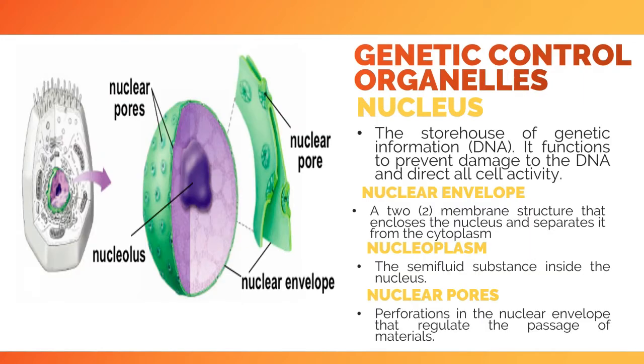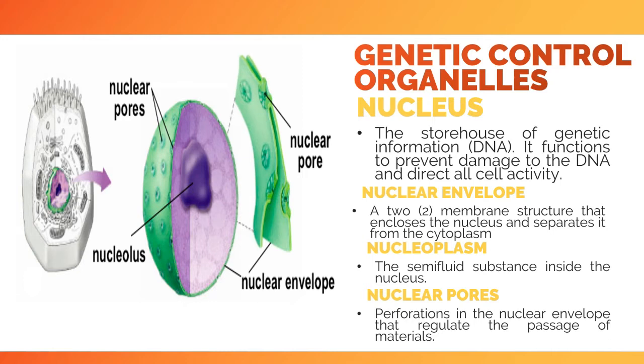Next, we have the genetic control organelles. We have here the nucleus. The nucleus is the storehouse of genetic information known as the DNA or deoxyribonucleic acid. It functions to prevent damage to the DNA and it directs all the cell activity. It is also known as the control center of the cell.